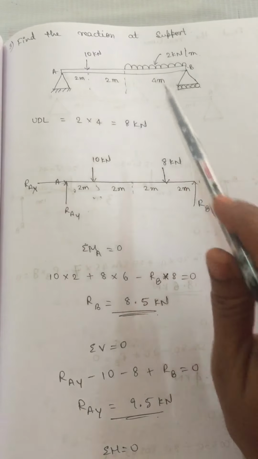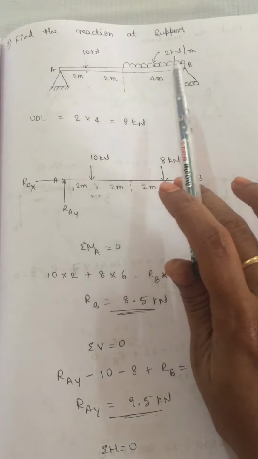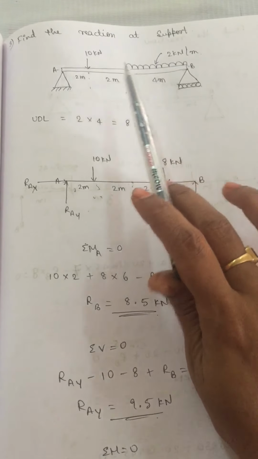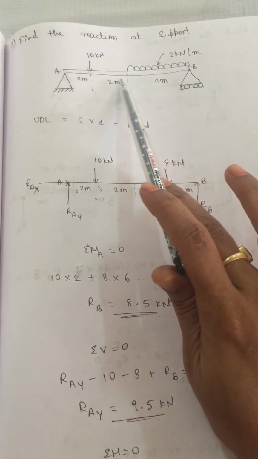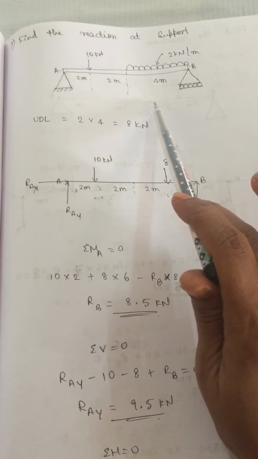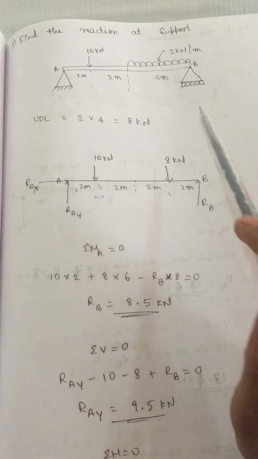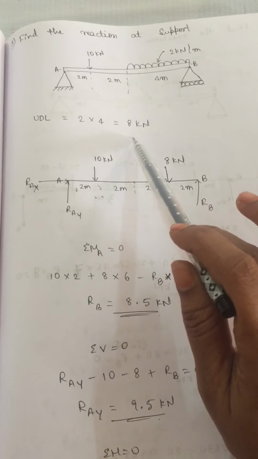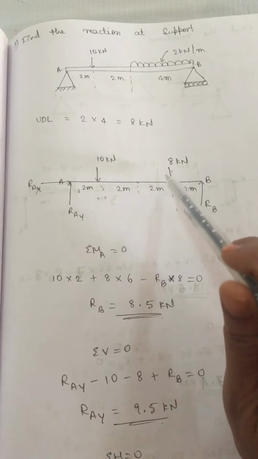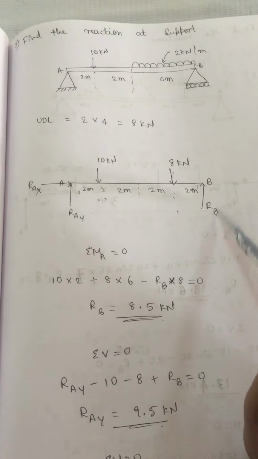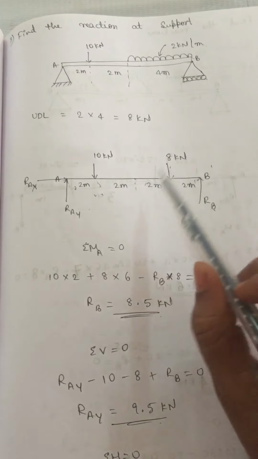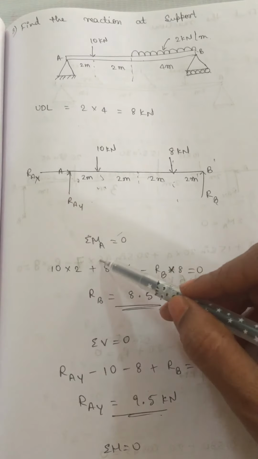Next, convert this UDL into a point load, and you know how to convert the UDL into a point load. It is the intensity of the load multiplied by the distance. The intensity of the load is 2 and the distance is 4, and the point load will be 8 kN, which is placed at 2 meter apart. Next, the reaction RB. Next, go for the equilibrium condition.